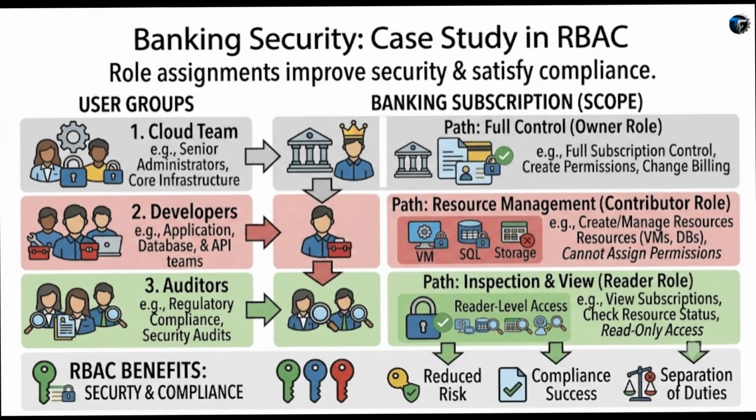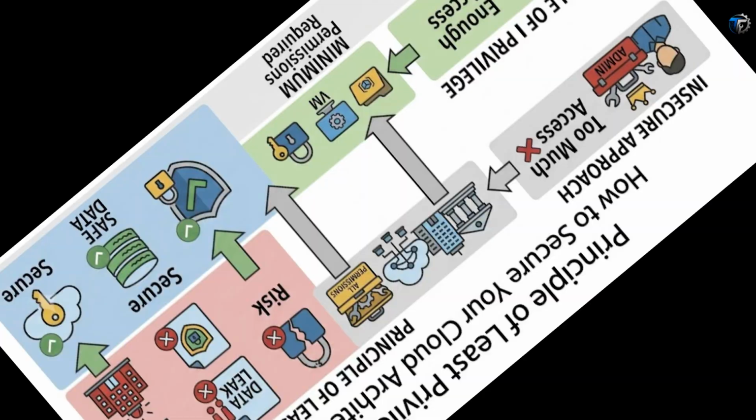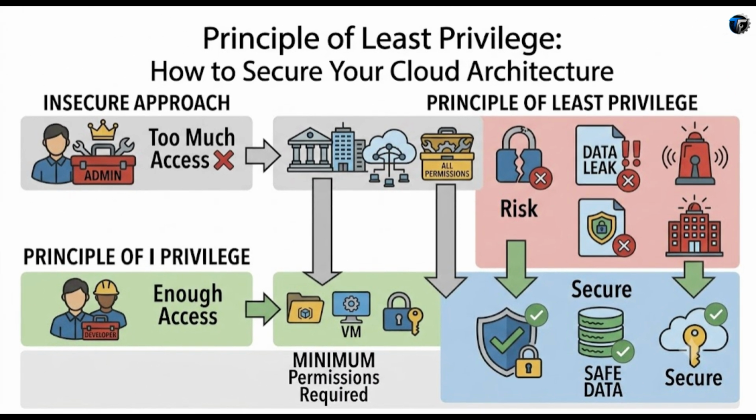Banks apply RBAC very carefully. Cloud administrators receive Owner access. Developers receive Contributor access. Auditors receive Reader access because they only need to inspect resources. This separation improves security and helps satisfy compliance regulations. Architects follow a simple security rule: the principle of least privilege. Users should receive the minimum permissions required to perform their jobs, nothing more. This dramatically reduces security risks.